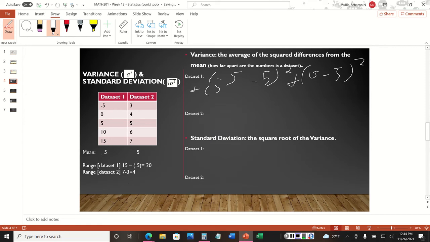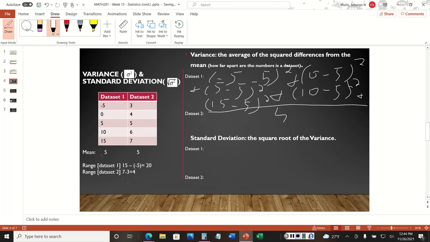the next data set number, which is 5, minus the mean, which is 5, and that's squared, plus the next number, which is 10, minus 5, in parentheses, and then plus the next number, which is 15, minus the mean, and that would be squared. And then all of that would be divided by 5. So we're working on data set 1's variance.